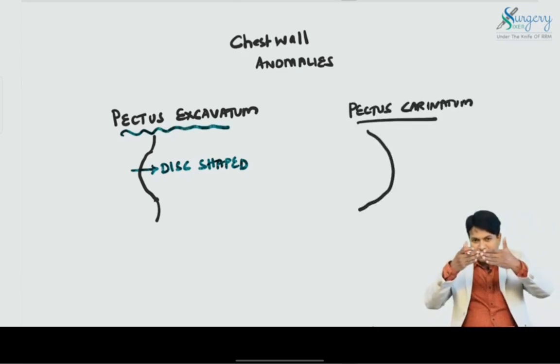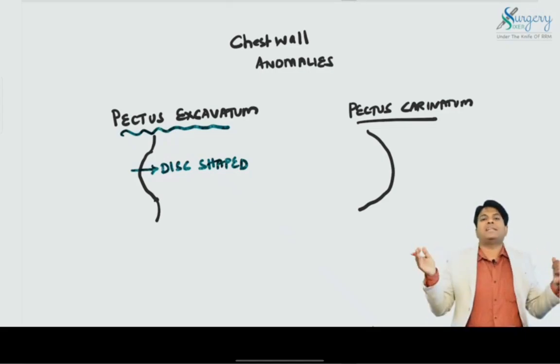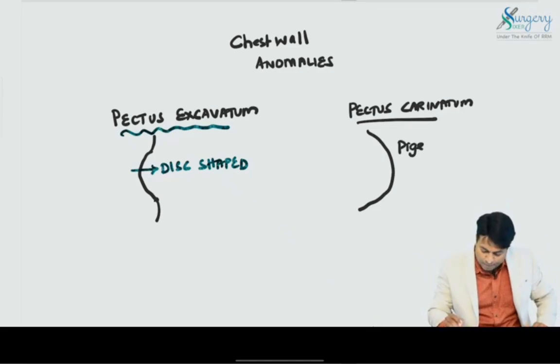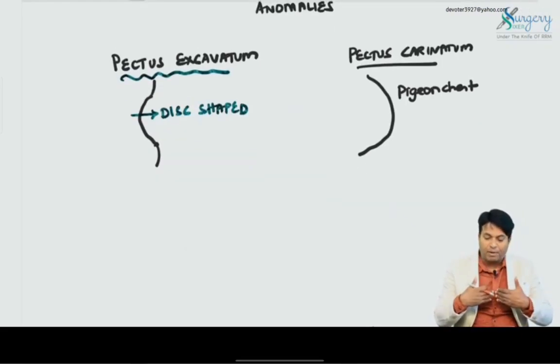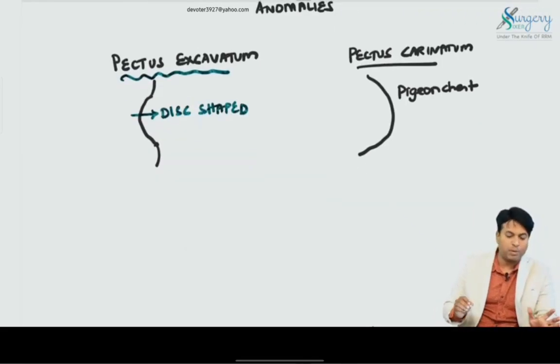So pectus excavatum is where the sternum is going inside. So the patient looks like this. Carinatum is the pigeon chest, where the chest is looking outside. Both will have high cosmetic irregularity. So pectus excavatum is a disc-shaped deformity, carinatum is a pigeon-shaped deformity. They don't cause respiratory problems, just cosmetic problems.